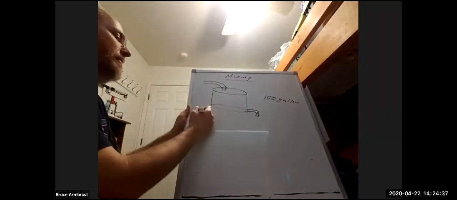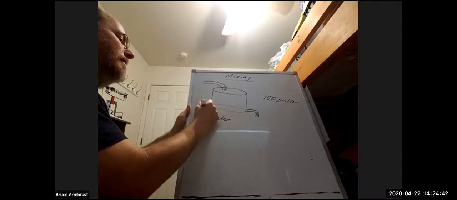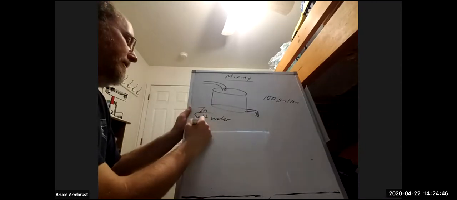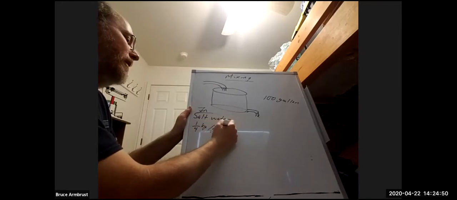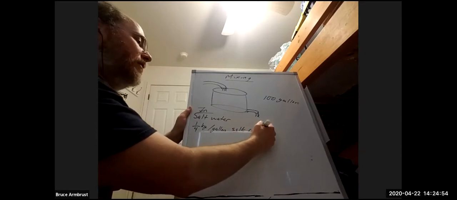And we're going to start with fresh water. There's just fresh water in this tank, 100 gallons worth. But we're going to start pumping in salt water. So the salt water that's coming in, let's say that we know it contains 1/4 kilogram per gallon of water. So that's the salt concentration.